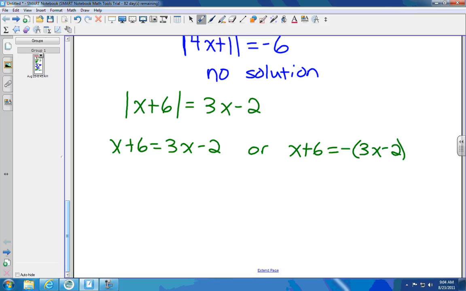So, negative quantity 3x minus 2. You've got to have them both. Notice there's no absolute value in there anymore. And then you just solve it. We didn't do any examples where you have x's on both sides, and I had a couple questions about that, so we'll go over this example.